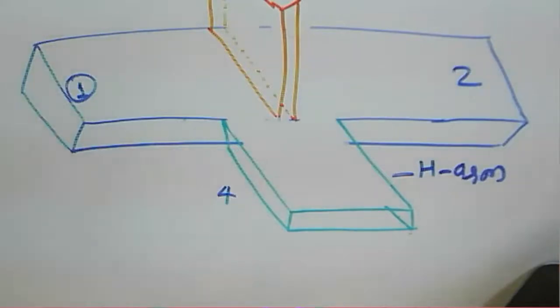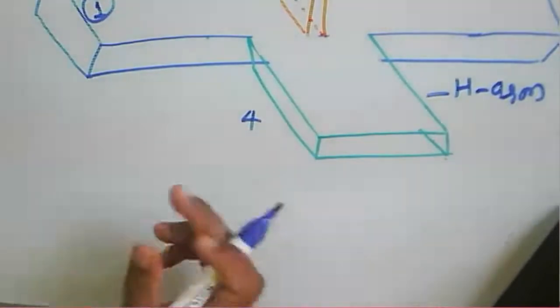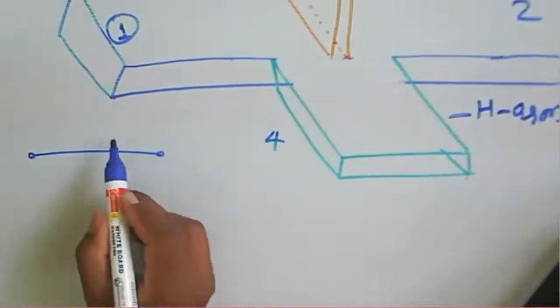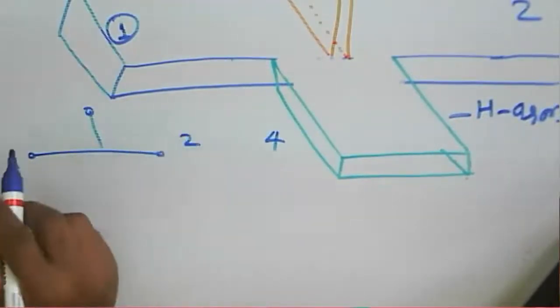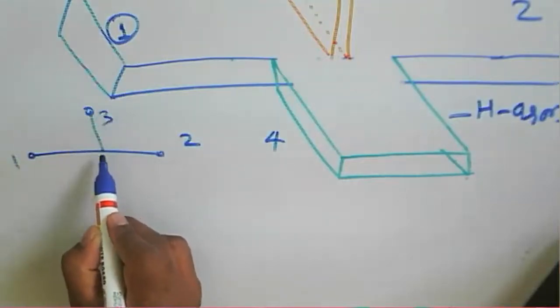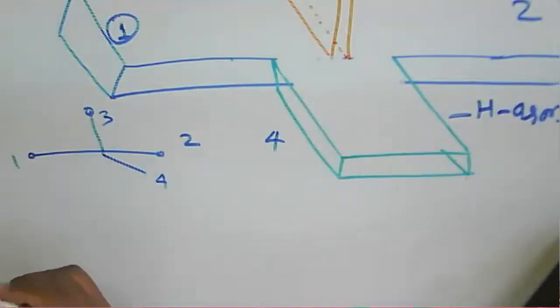Now what is the symbol of this magic T? Generally we say that it has four ports. The symbol is straightforward: port one, port two, that is the main arm, collinear arms we say, port three, and port four. That is the symbol for the magic T.